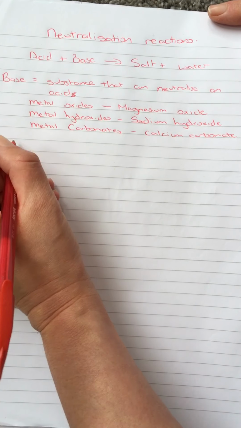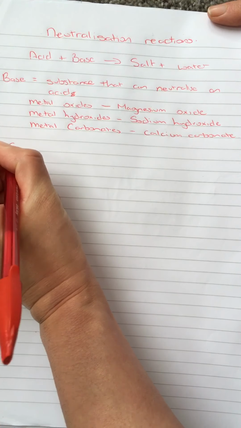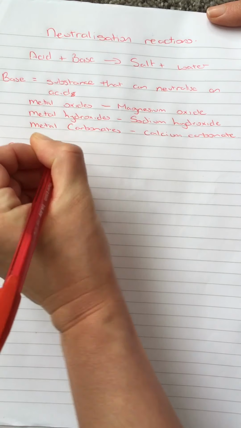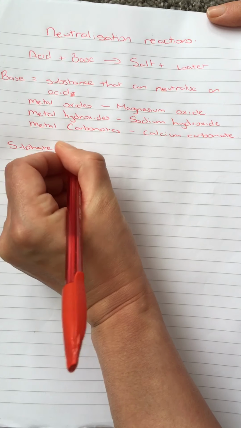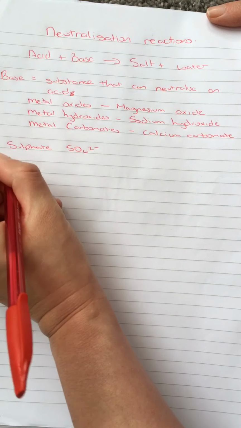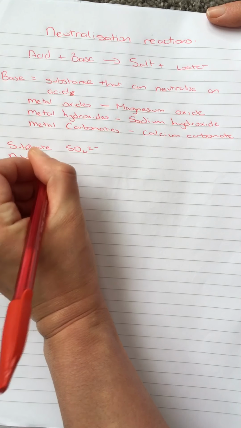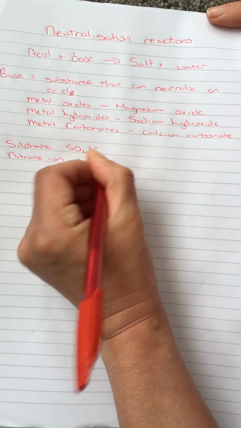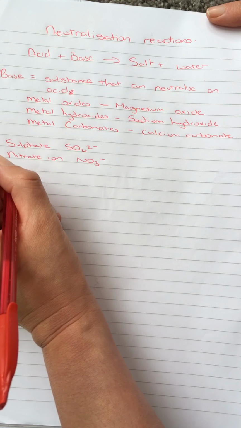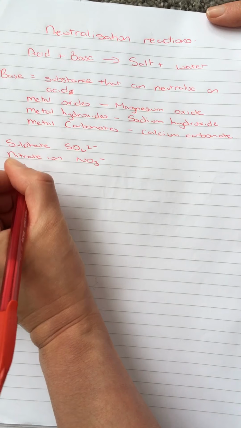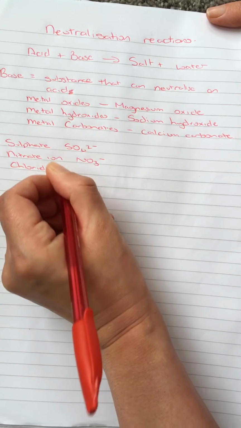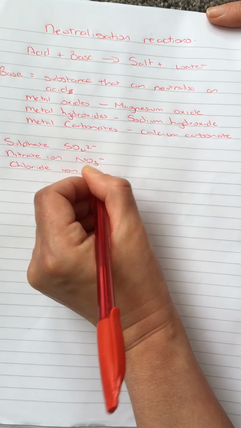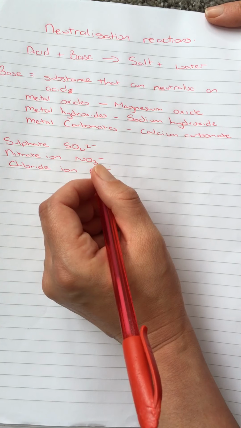So for this lesson, the ions that you're going to need are the sulfate ion. So that's SO4 2-, the nitrate ion. So that's the NO3-. And then a new one that you're going to need, the chloride ion, which is Cl-. So they're the negative ions we've looked at before.